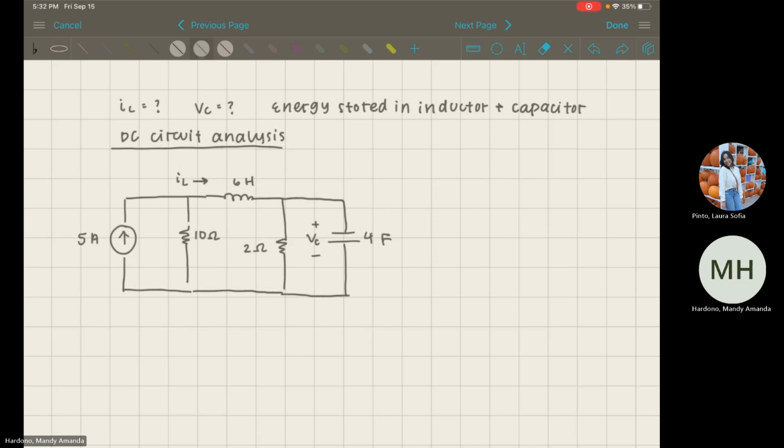Finish copying? Okay. Is that high? Yes, I am. At the top. Approaching 6, 8. What does H mean? Henrys, it's the unit for inductors.